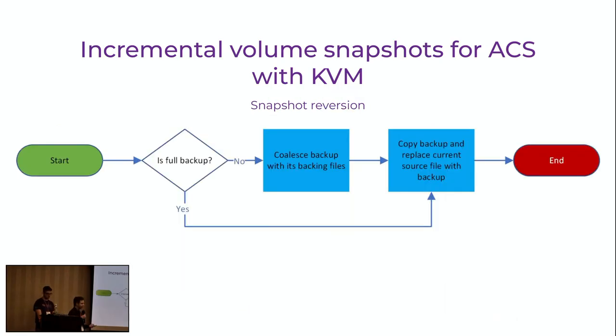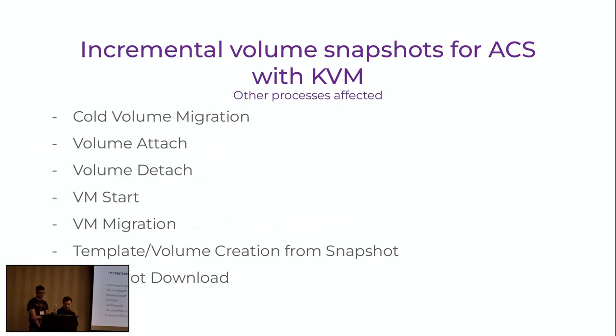So reverting an incremental snapshot is quite simple, as long as during the creation, we keep the backing chains managed. All we have to do is call a single API that will convert these files into a single volume for us to use. So it's pretty simple. Also, a bunch of other processes are affected by this, but I'll not go into detail here because we don't have that much time.